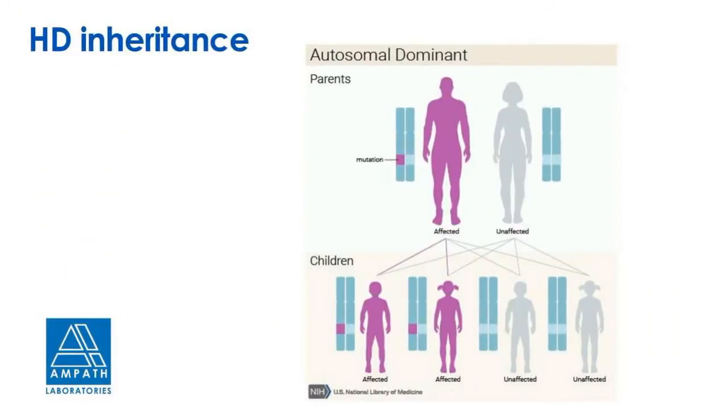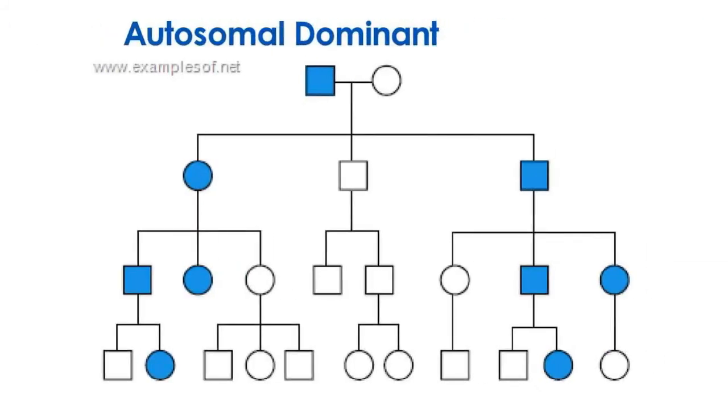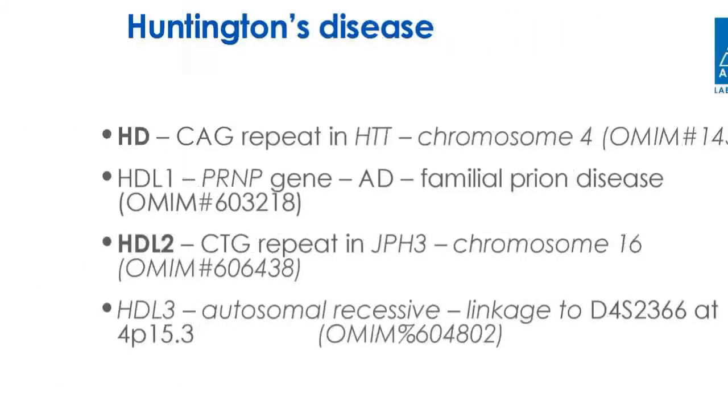Both of them are inherited in what we call an autosomal dominant manner, which means that for a parent who is affected, there is a 50% risk with every child of passing on that faulty gene. And this is what a typical autosomal dominant family tree may look like, where there are affected people, both men and women, from all generations that are affected.